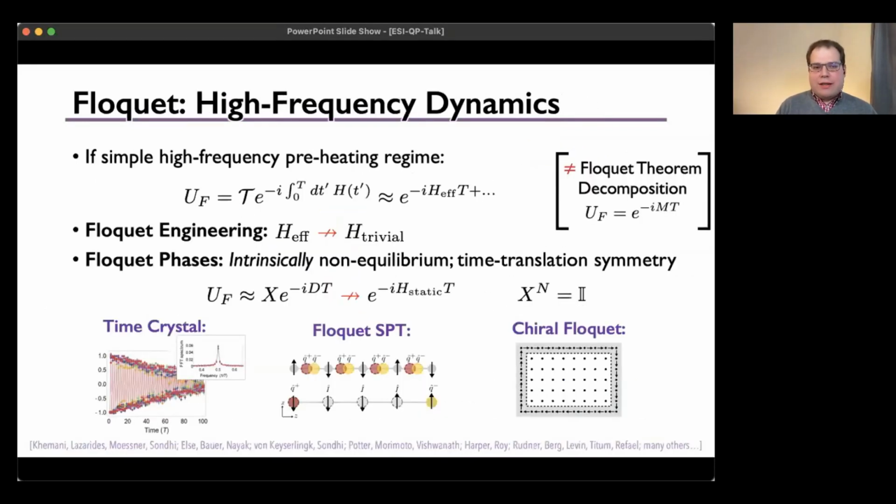So once we have this preheating regime, there are very many interesting things that we can do in it. For example, we can realize new types of phases. If we have a very simple preheating regime, then the Floquet unitary, which is the single time evolution during one Floquet period, is actually equal to some effective local static Hamiltonian. I just want to make a technical point here. This decomposition is very different from the Floquet theorem, right? The Floquet theorem does tell us that there always is a matrix in a finite dimensional Hilbert space for which this is true, except in general, this matrix is horribly non-local.